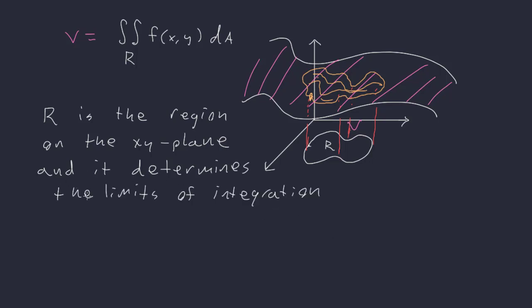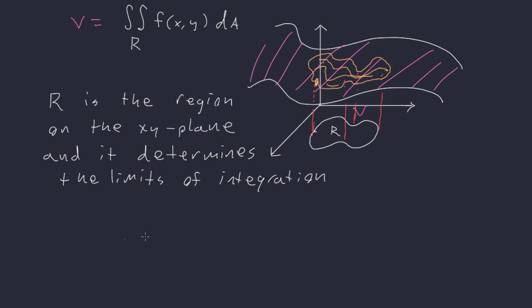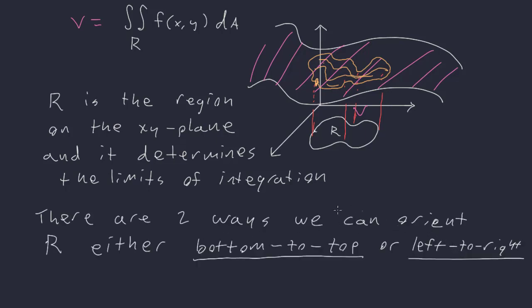Okay, and it does so in the following way. There are two ways we can orient R: either bottom to top or left to right. What this basically means is how we're going to set up the integral. Is the x integral on the inside or is the y integral on the inside?